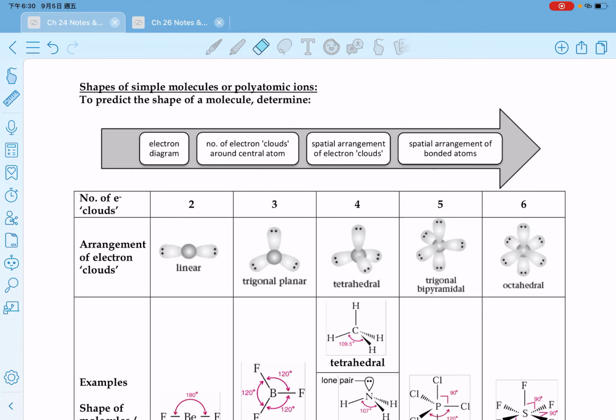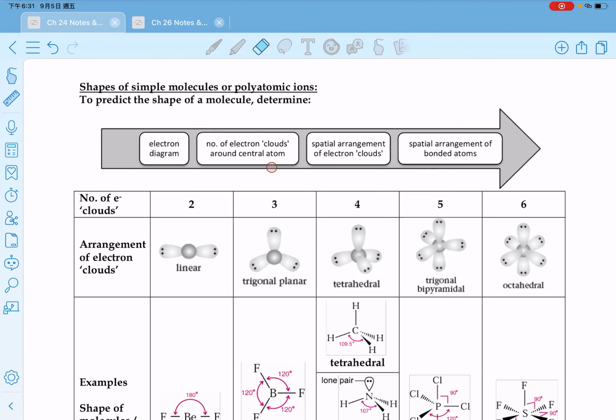The next part is about the shape of simple molecules or polyatomic ions. When we are going to predict the shape of molecules, we need to have the basic electron diagram first. That is what we have practiced before. And then we need to find out around the central atom the number of electron clouds present. This is not about the bonding electrons, it is about the electron clouds.